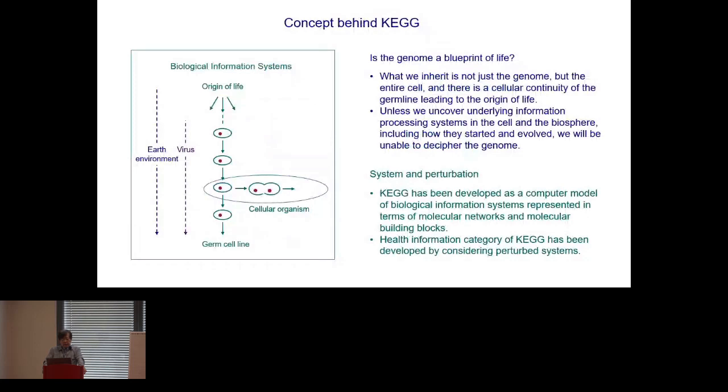And KEGG has been developed as a computer model. I used to say computer representation, but I like using the word model here. KEGG has been developed as a computer model of biological information systems represented in terms of molecular networks and molecular building blocks. And we have a concept about system and perturbation. So health information categories, diseases and drugs and so forth. We have developed these categories of KEGG with a concept of perturbed systems.